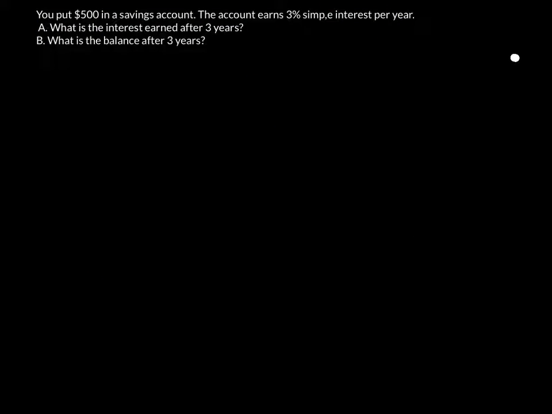So you put $500 in a savings account. The account earns 3% simple interest per year. What is the interest earned after 3 years, and what is the balance after 3 years? Using our equation, I equals PRT, we know our principal and our rate and our time, but we don't know what the interest is.